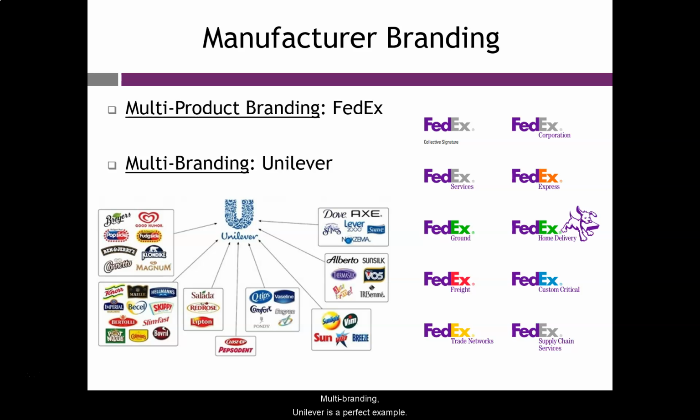Multi-branding, Unilever is a perfect example. And if you remember that name, it's because when we talked about Ben & Jerry's here, the hostile takeover, Unilever is the group that took over Ben & Jerry's. Well, Unilever owns all of these brands and a lot more. That is multi-branding. So, why would one company choose to do multi-product branding while another would choose multi-brand?